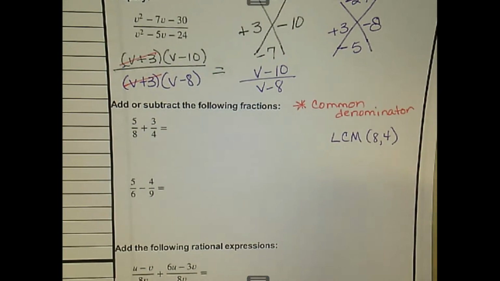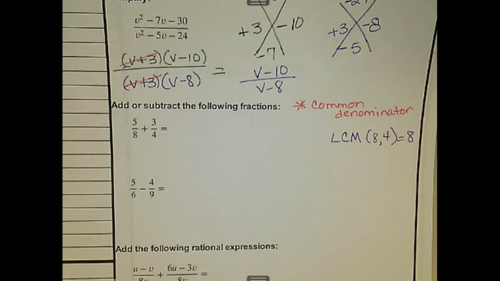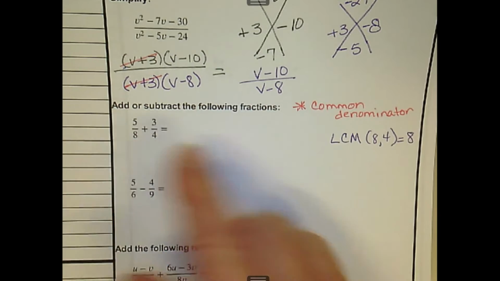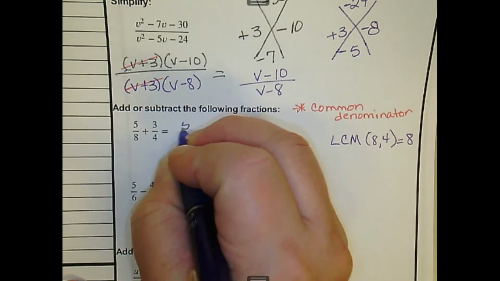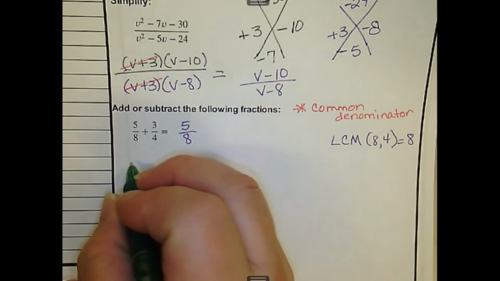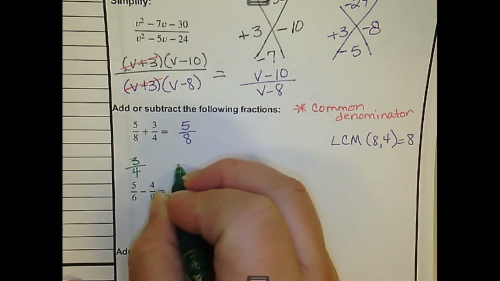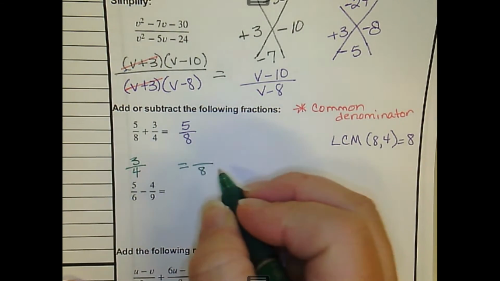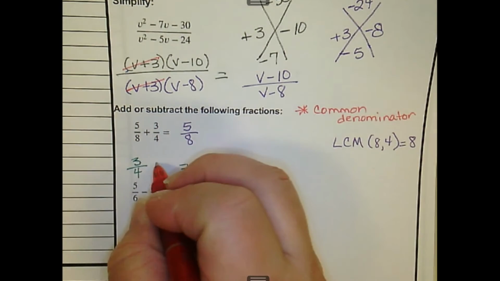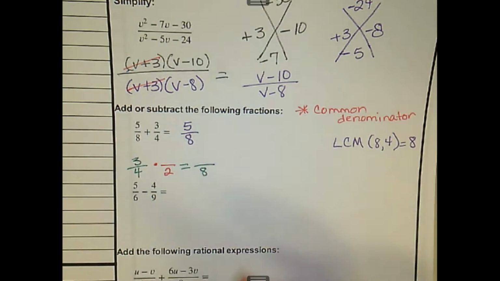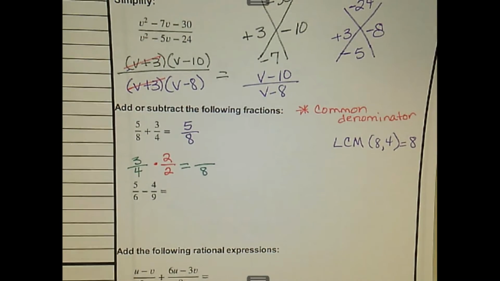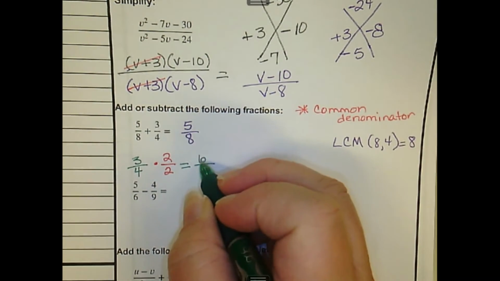So both of them will go into 8 evenly, and 8 is the smallest number they will go into evenly. I don't need to change the 5/8 because it's already an 8. But I do have to change the 3/4. Okay, I'm looking at this. What do I multiply 4 by to get 8? I multiply it by 2. I've got to do the same thing to my numerator. Multiplying it by 2, I get 6/8.